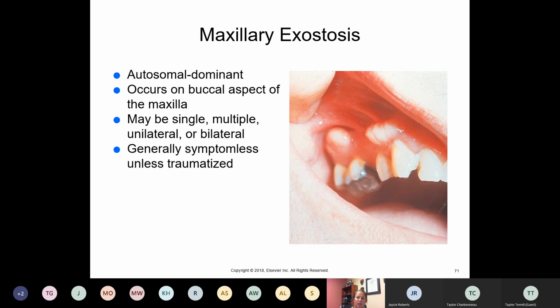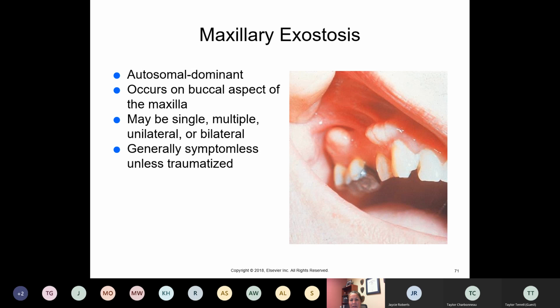Exostosis is like tori, only it appears on the outer portion of that alveolar ridge on the buccal aspect of the teeth. It can be single, multiple, unilateral, bilateral. It's generally symptomless. Typically, we don't see it, or patients maybe don't even know it unless they traumatize it.